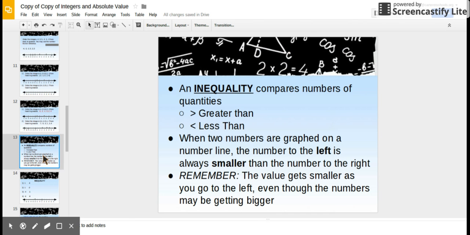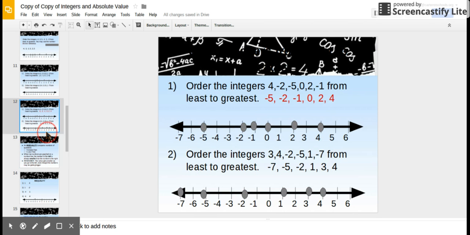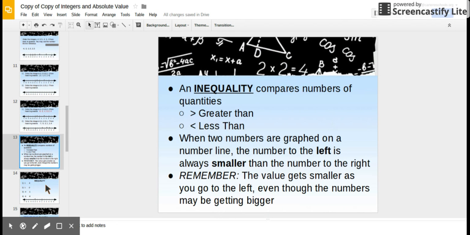All right, so remember the value gets smaller as you move to the left, even though the numbers may be getting bigger. So if you look here, we're going 1, 2, 3, 4, 5, 6. The numbers actually appear to be getting bigger, but they're not because they are actually negative numbers.